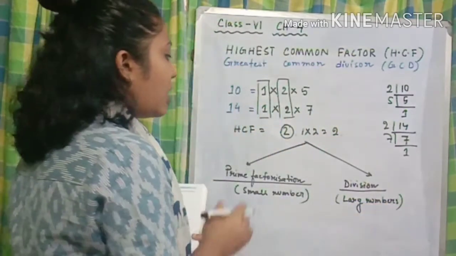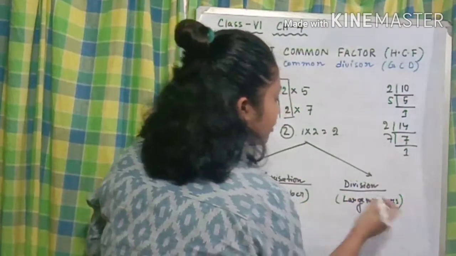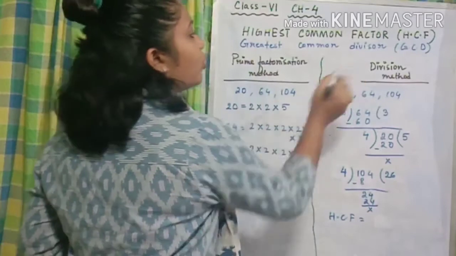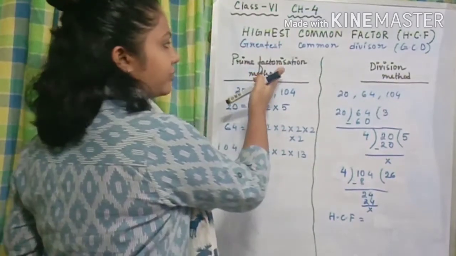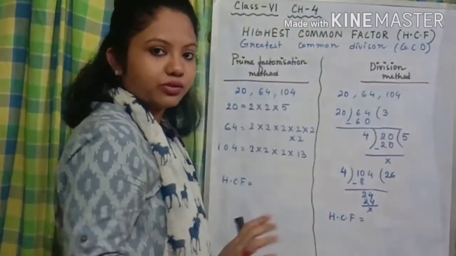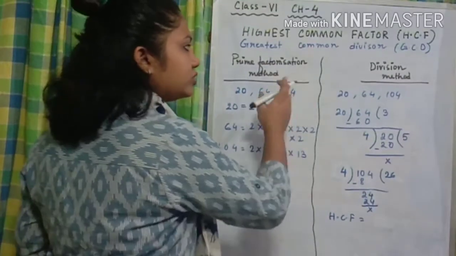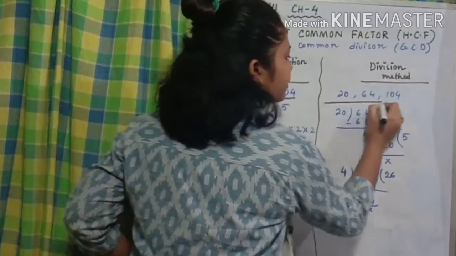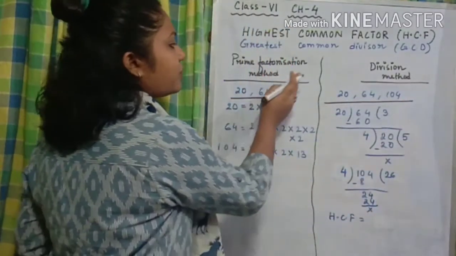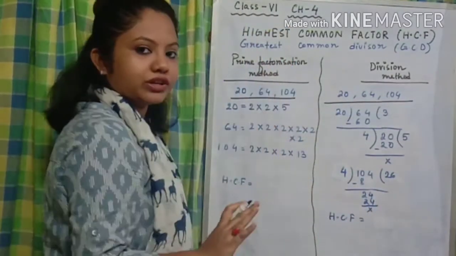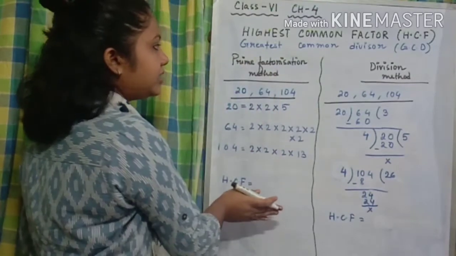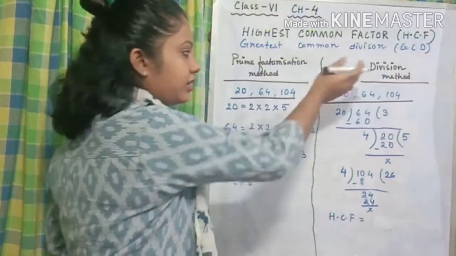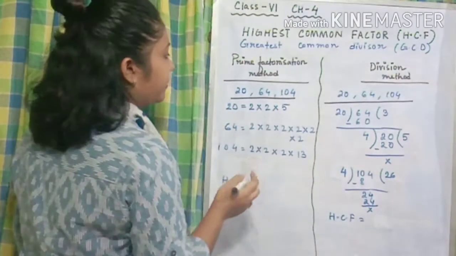Now how we do both of them. As you can see, I have taken both of the processes, the prime factorization method and the division method. So that you can understand it properly, I have taken the same set of numbers for both: 20, 64, 104. First we are going to see the prime factorization method, then the division method. They have already been done, we are just going to understand.